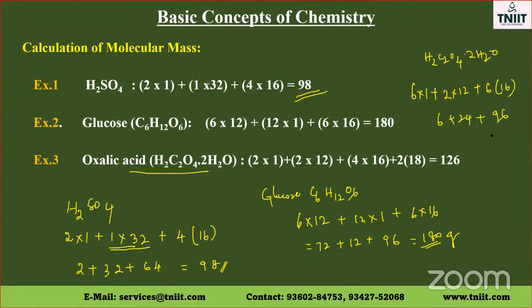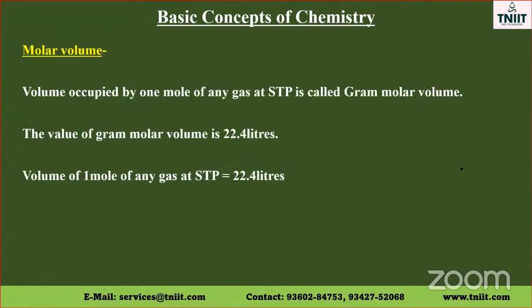So on addition, we will get the molecular mass of oxalic acid to be 126. So the sum of atomic masses of the individual atoms in a molecule will give you the molecular mass. Molar volume, we learned it in the previous classes.